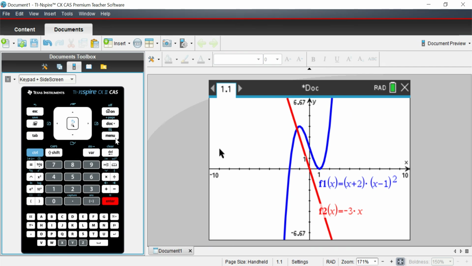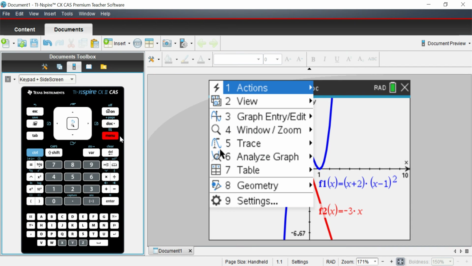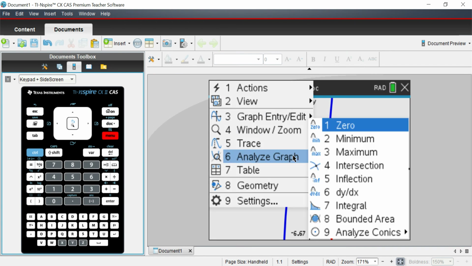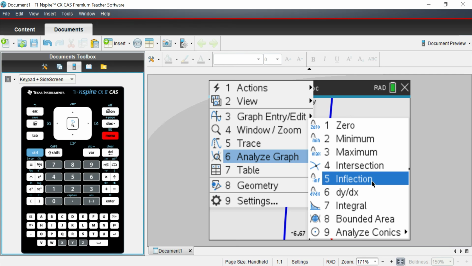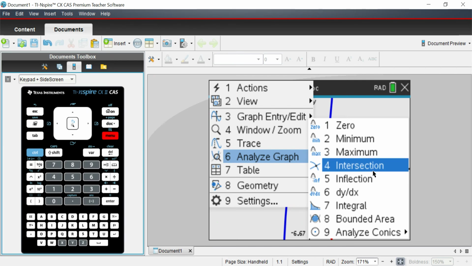So what we need to do is press menu, and then you can see analyze graph. If the question is asking us to find the zeros, then we press zeros and we can find the intercepts. But in this case, we don't need it. We just need to find the intersection, so that is number 4. And sometimes if the question asks you to find the inflection, which is the inflection point, remember you choose a different option. Inflection and intersection are two very different things.